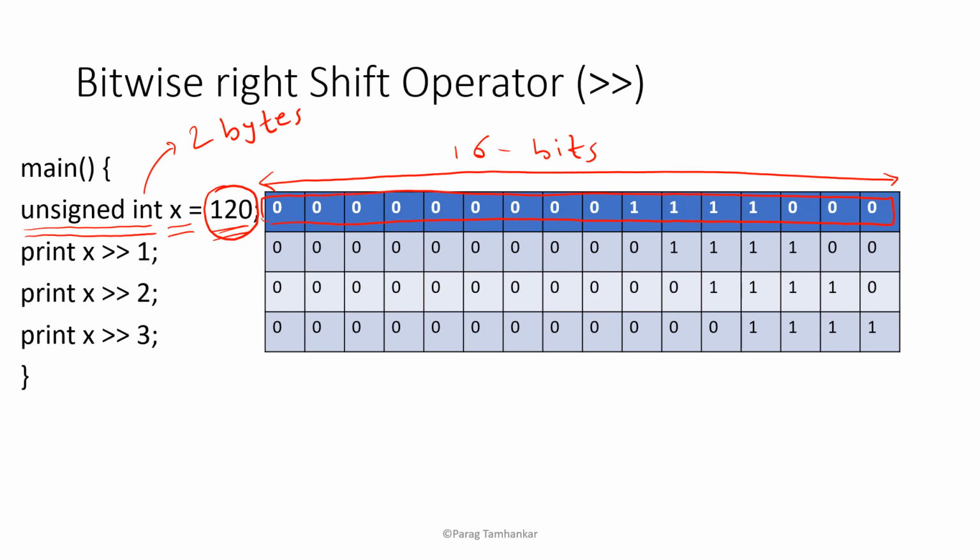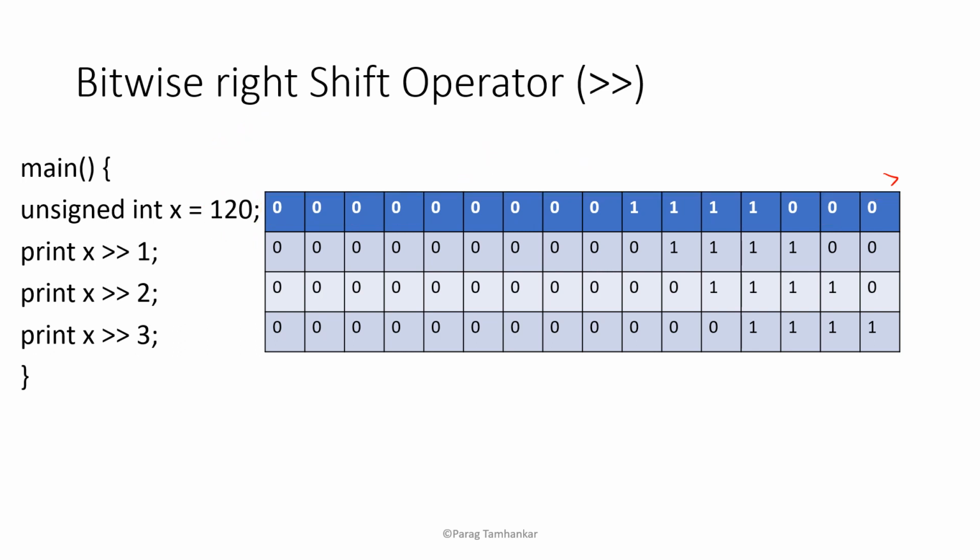Perfect. Now imagine we are using a bitwise right shift operator on x. You can see over here that on the value of x, which is 120, we are performing bitwise right shift with position 1. So each bit of x will be right shifted by one position.